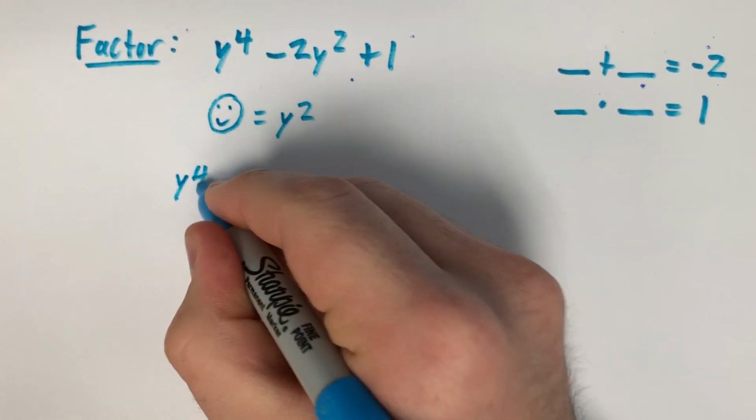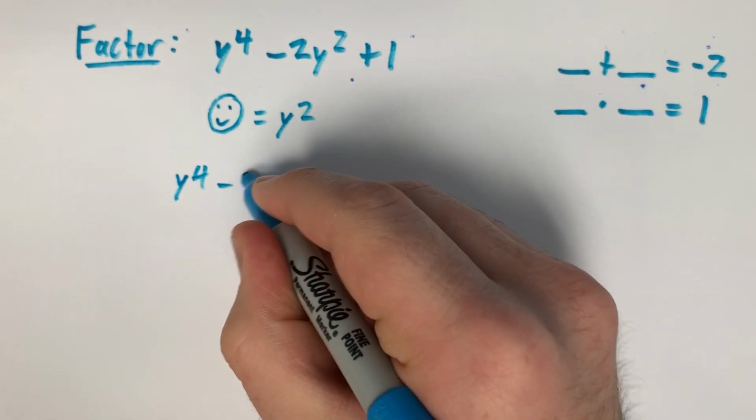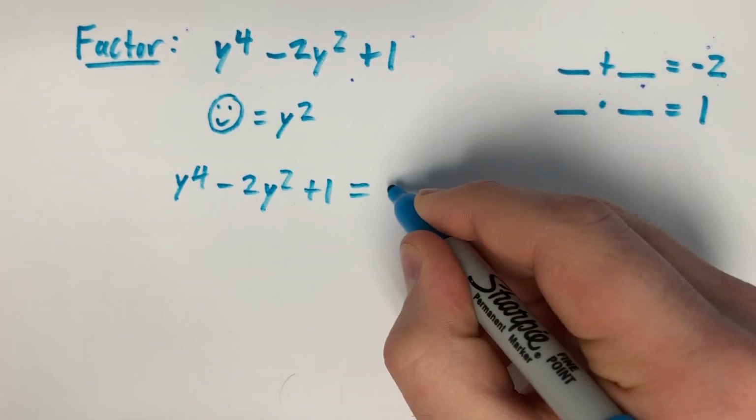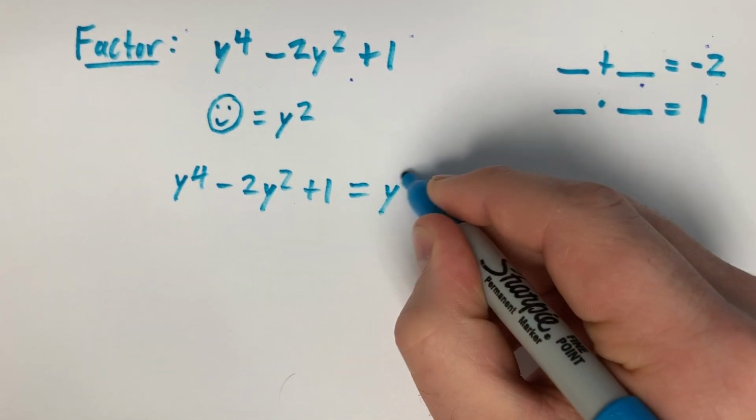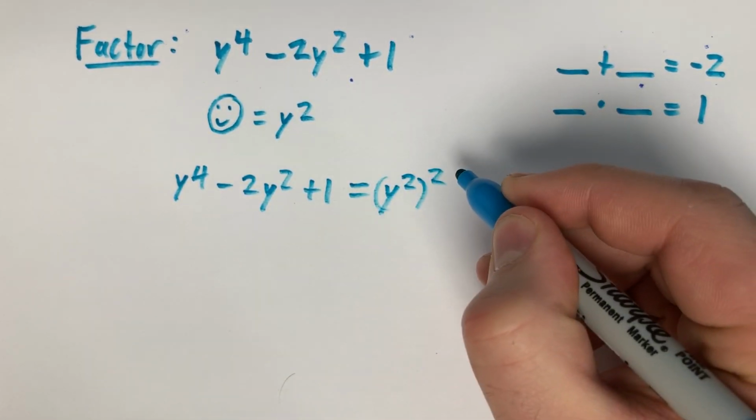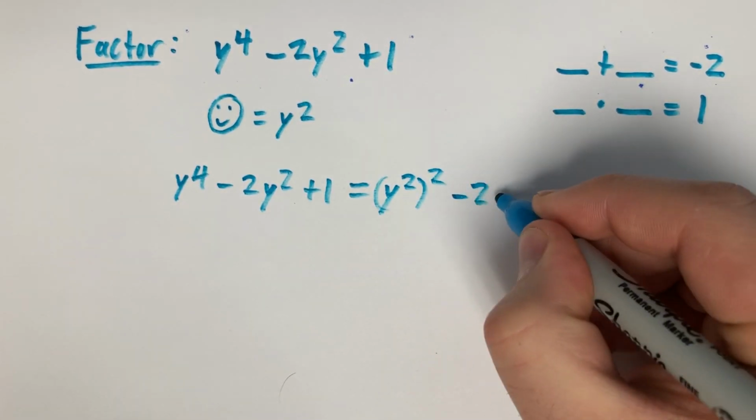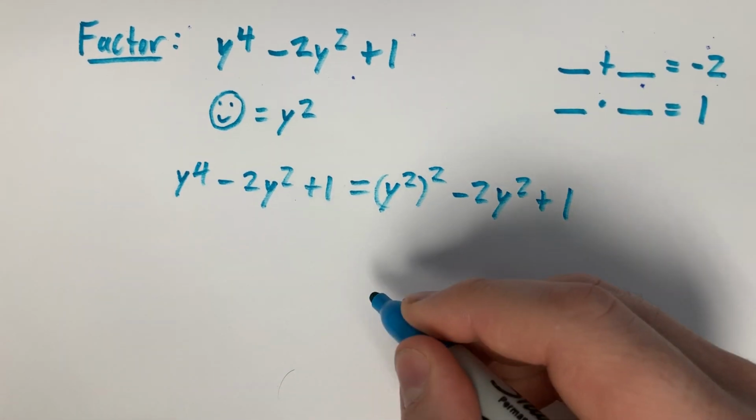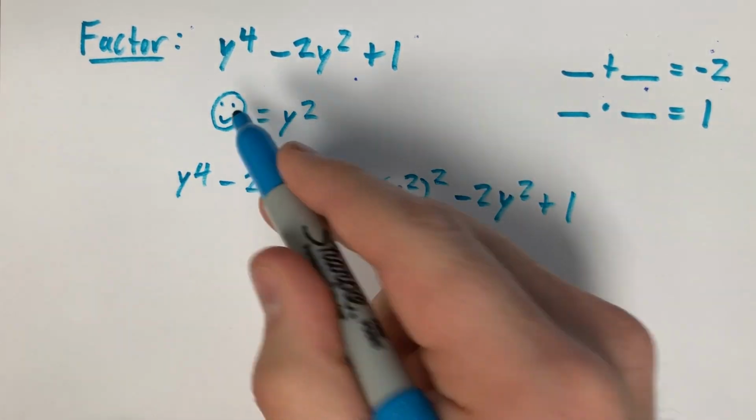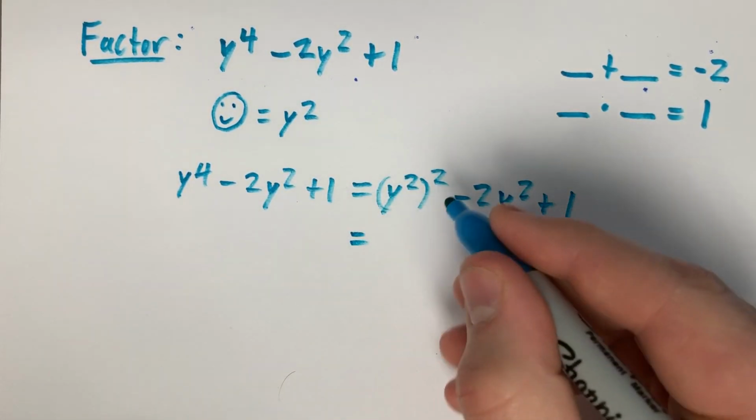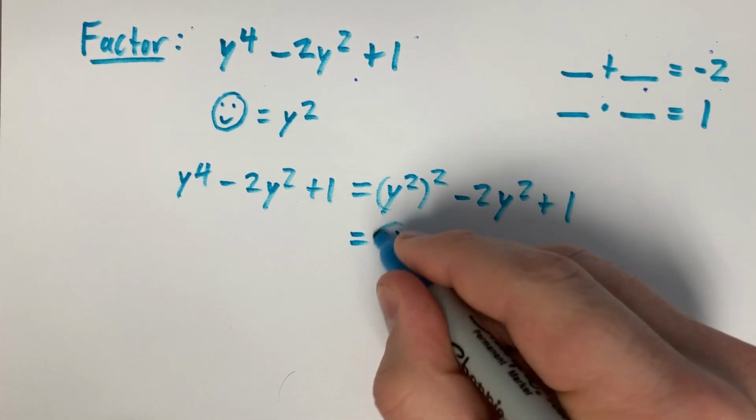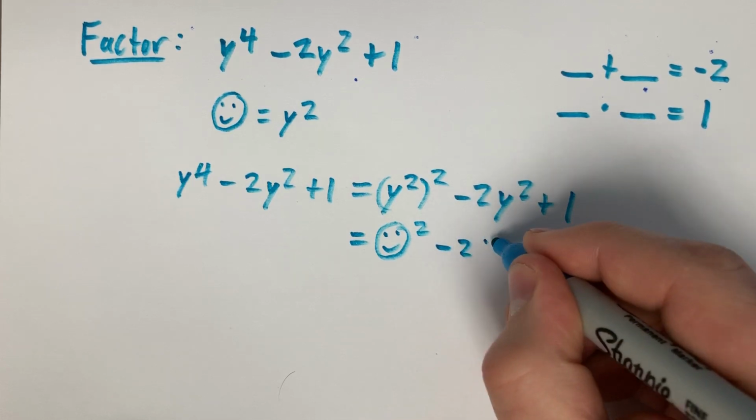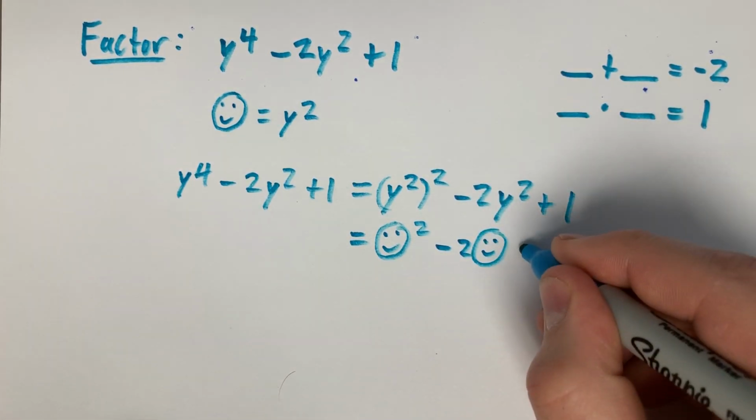So rewriting my stuff, I have y to the fourth minus 2y squared plus 1, but that's going to be equal to y squared squared minus 2 times y squared plus 1. Okay, now I can carry out my substitution with smiley face. So this gives me smiley face squared minus 2 smiley face plus 1.